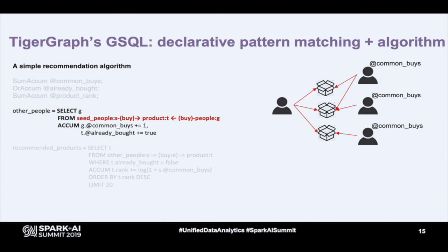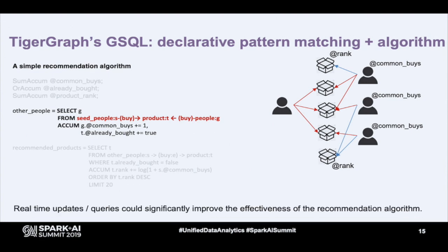The statement highlighted in red captures exactly this computation pattern. On top of that, you can plug in an additional algorithm to find out what other products these users buy, and add additional ranking algorithms on top of that. So it's a combination of declarative pattern matching as well as algorithm. This makes it really easy to create some really complex graph algorithms or solutions. Also, we want to emphasize that real-time updates in the queries can significantly improve the effectiveness of such algorithms. If the recommendation is refreshed every day, then you will miss all the latest purchases from this user or other users, right? So real-time updates are also crucial to improve the relevance of such graph algorithms.